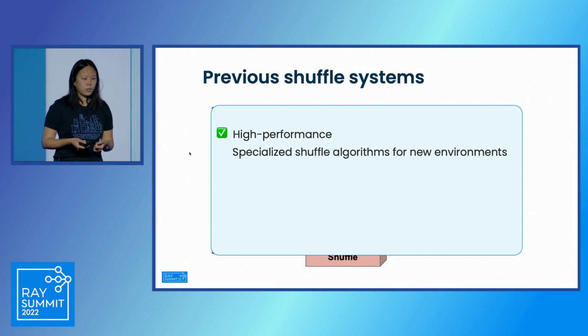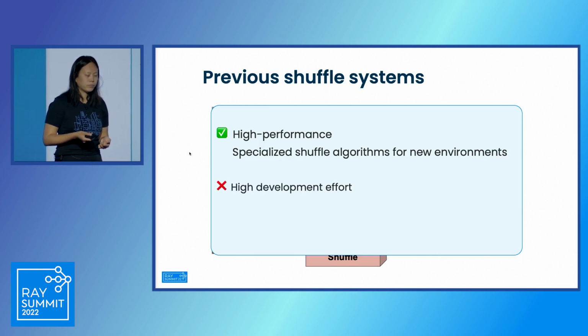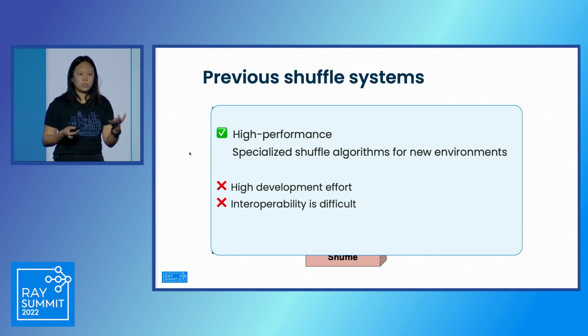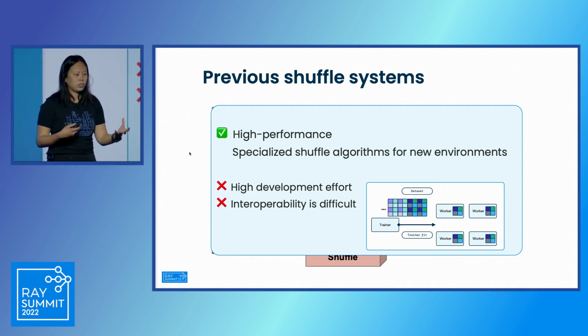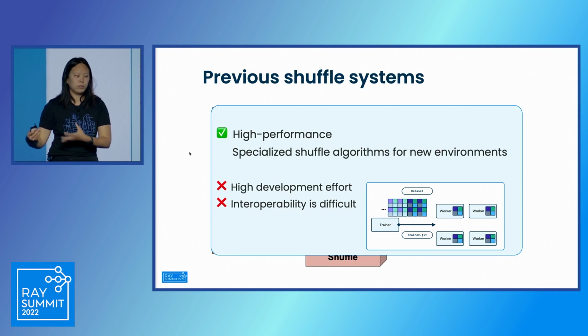But the cost of doing this is that there's a high development effort needed to build each new shuffle system. And in addition to that, because these systems are built only for shuffle, interoperability with other applications is pretty challenging. So if we think about the data ingest problem from earlier, if we wanted to build this with the current shuffle systems, you would have to stitch together a shuffle system with another system built for training.